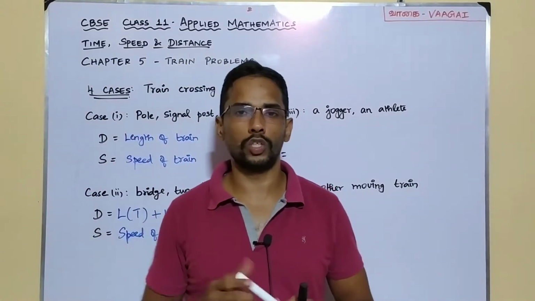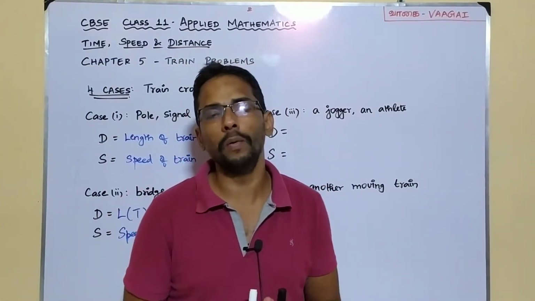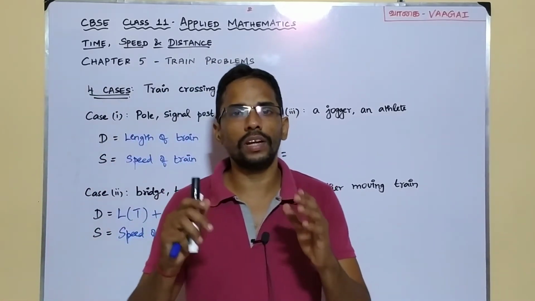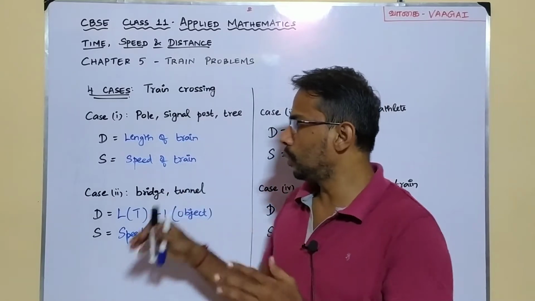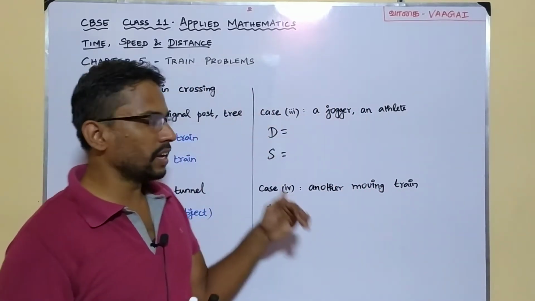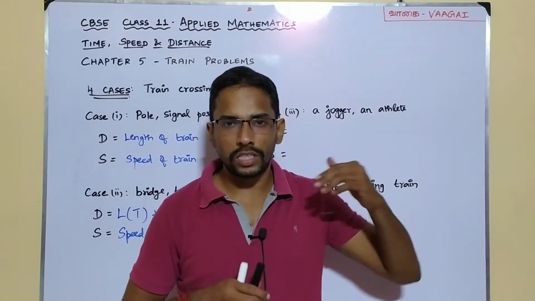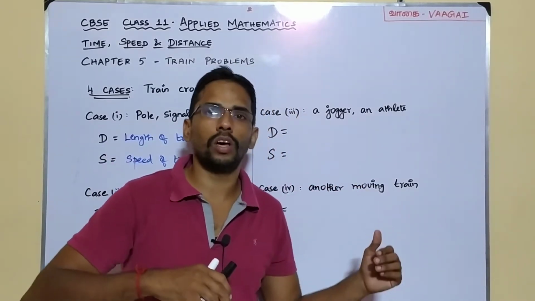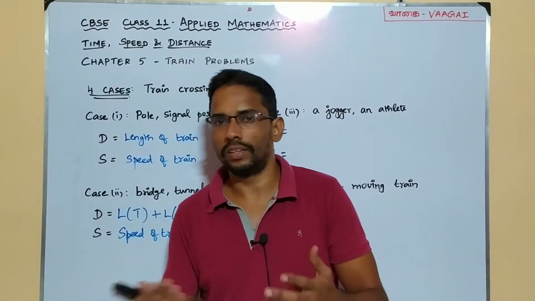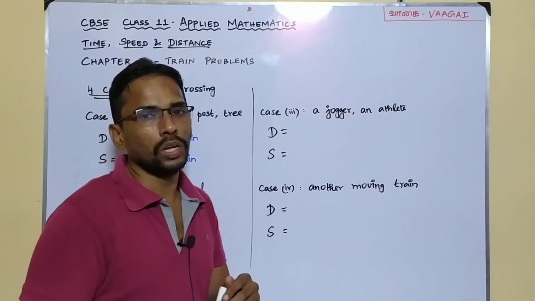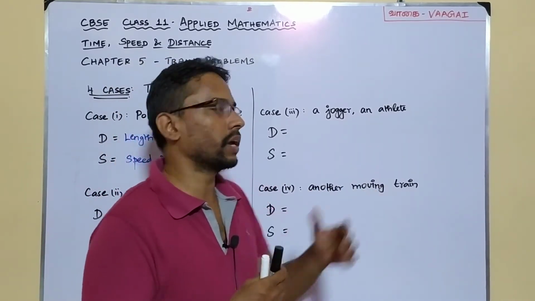So case 1 and case 2, they are very much clear to you. And now coming to case 3 and case 4. Once you have a very clear idea about case 1 and 2, it's going to be very easy for you to understand case 3 and case 4. So case 3 is almost going to be same as case 1, and case 4 is almost same like case 2. That's it. It's going to be very simple for you to understand. Let's see what are those two cases, 3 and 4.